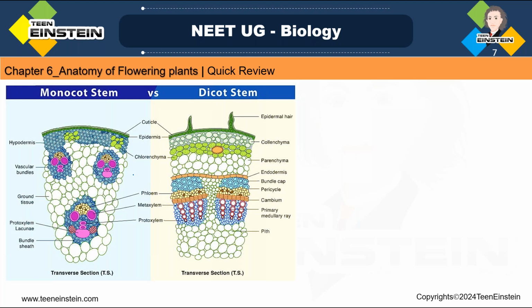We know that stem is the aerial part of the plant, right? It develops from the plumule. Stem is developing from the plumule, root is developing from the radicle. And the internal structure of dicot and monocot plants we need to study now. Dicot and monocot stem we will learn first.